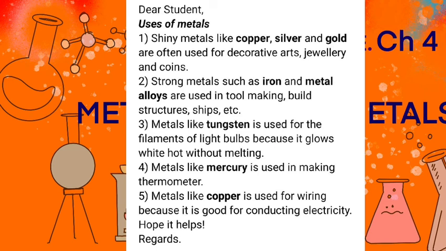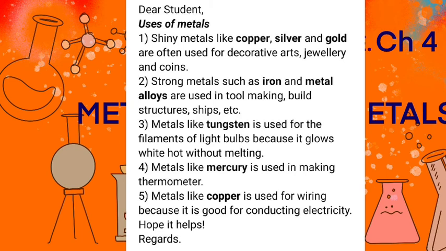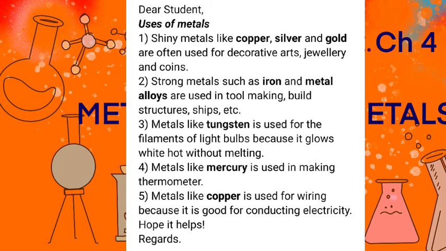Metals have a lot of uses in our daily life. Shiny metals like copper, silver, gold, we use for decorative arts, jewelry, coins, etc. There are some metals which are very strong, like iron and aluminium. They can be used for making structures, ships, building tools. They are combined with other elements to form alloys, and that is also used for making machineries and other things. Tungsten is a metal which will not break when heated, so we use it for making electrical bulbs. Then a metal like mercury, which is liquid at room temperature, is used in thermometers.